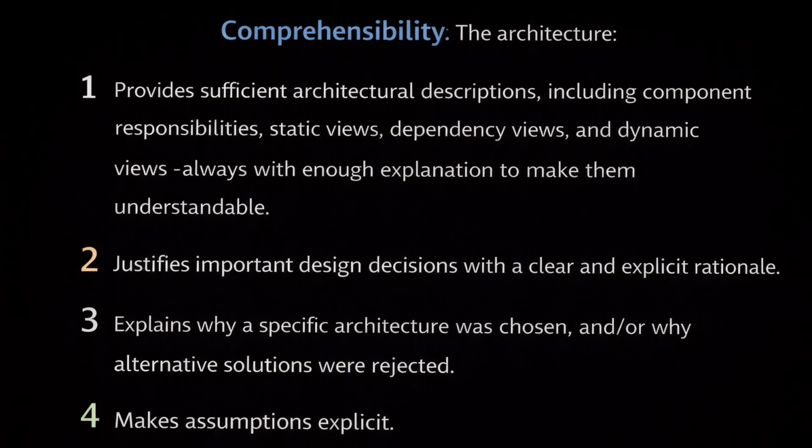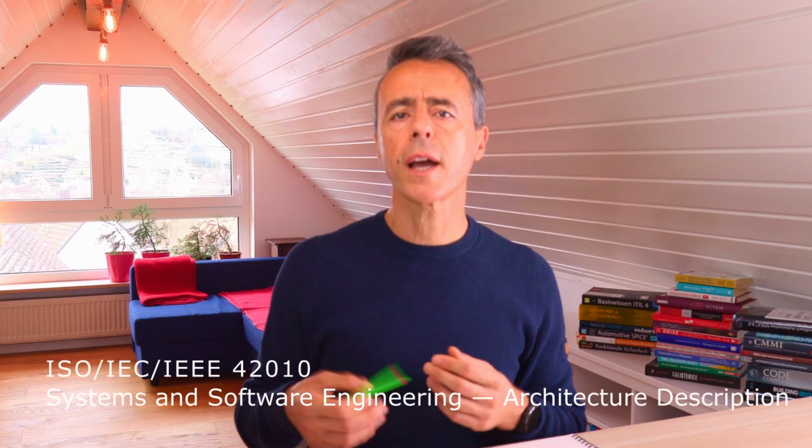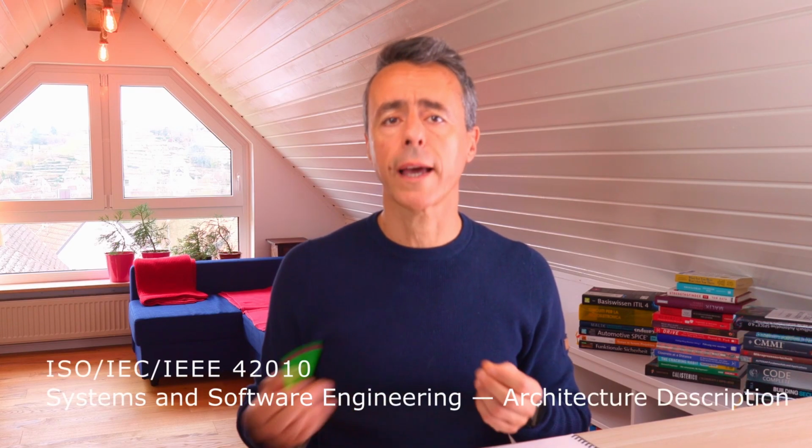The architecture has also to justify important design decisions with a clear and explicit rationale. It explains why a specific architecture was chosen and why alternative solutions were rejected. And finally, the architecture has to make assumptions explicit instead of leaving them implicit or hidden. If you want to learn more about architecture descriptions, refer to the ISO standard 42010.